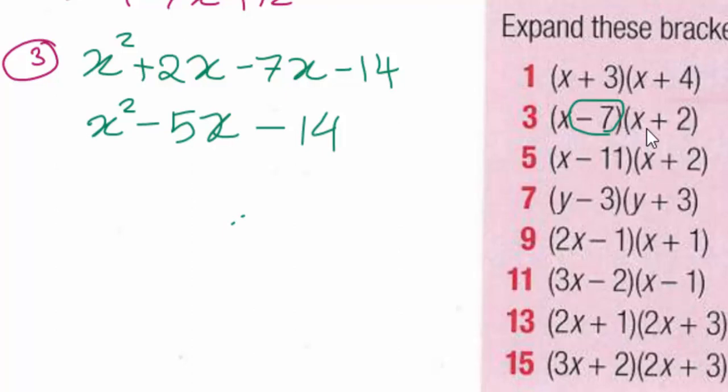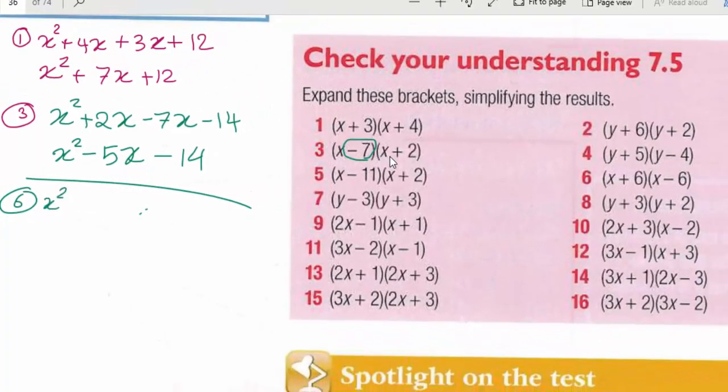Now question 6. This time the negative is on the other side. Let's see. Question 6 here. X times x is x squared. X times negative 6 is minus 6x. 6 times x is plus 6x. 6 times negative 6 is negative 36. Now negative 6x with positive 6x will be 0. What's remaining is only x squared minus 36.